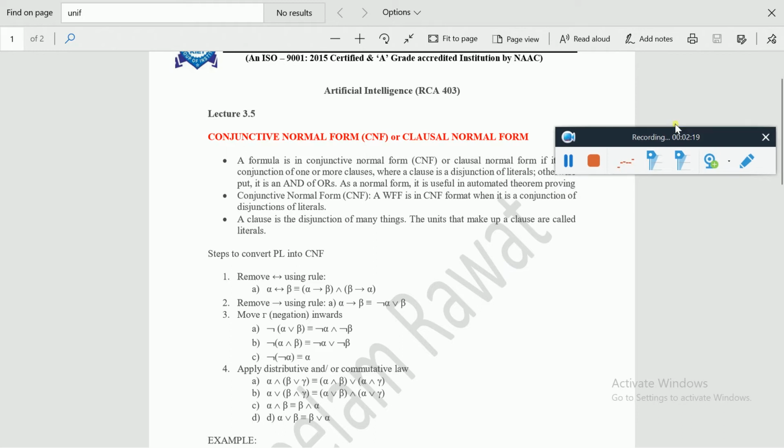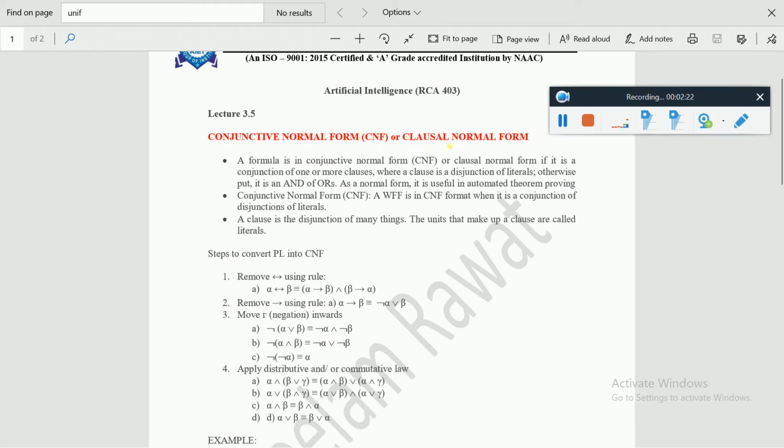So in simple terms, conjunctive normal form or clausal normal form is the conjunction of one or more clauses. And you know, a clause is the disjunction of literals. So any well-formed formula is in CNF when it is a conjunction of disjunctions of literals. So we do have an example of how to convert any propositional logic into clausal normal form. So we do have 4 steps.